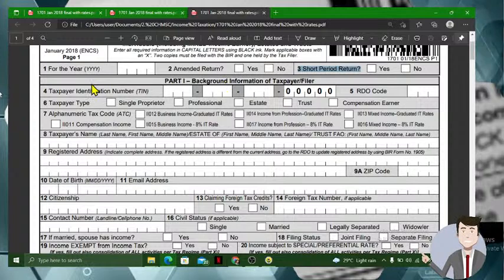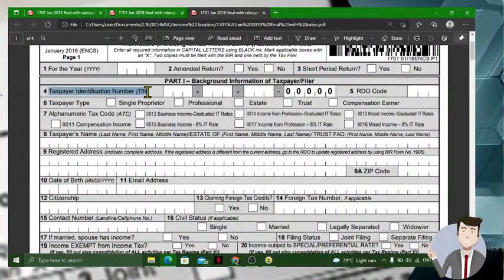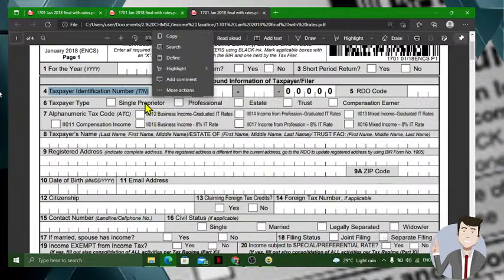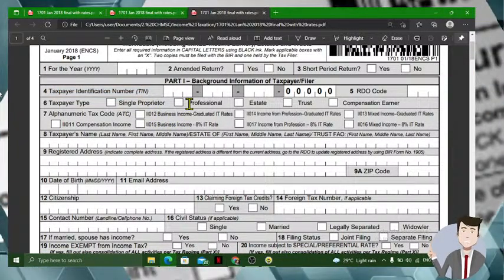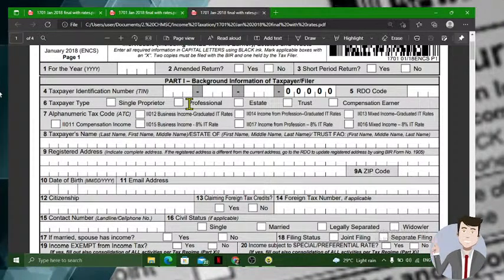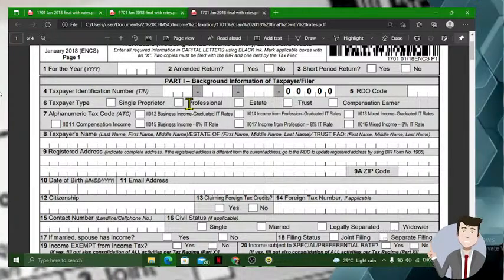Okay, number 4, we have your tax identification number. This is unique to each individual and also to each corporation. Maintaining two or more tax identification numbers is illegal. So please take note, and please be careful.